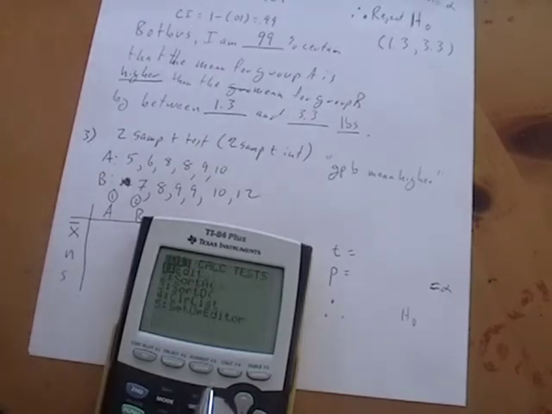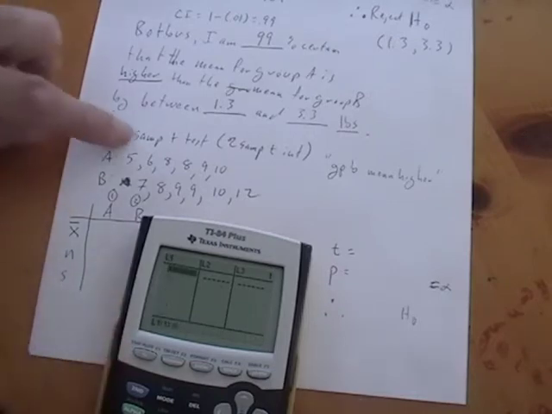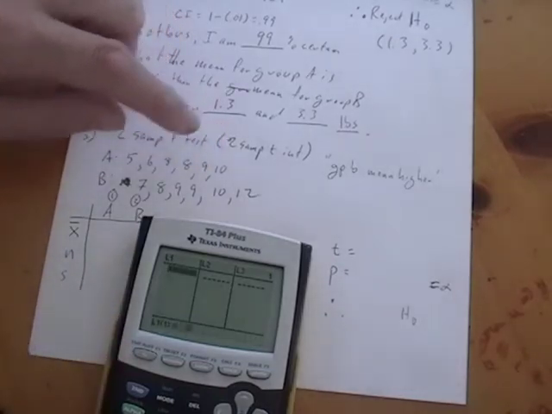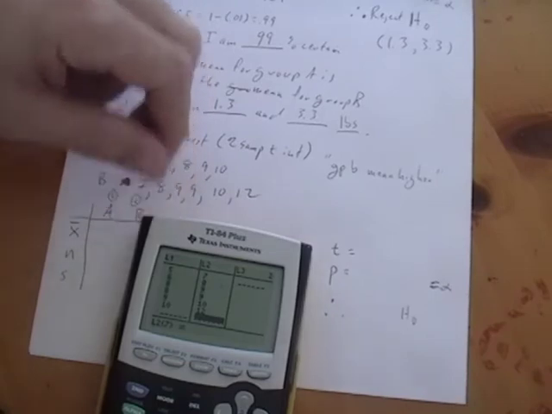Since I've given raw data, the first step is going to be to enter all of the data. Stat, edit. I've got some data there, let's get rid of it. Up, clear, enter, and I can put the first values in. 5, 6, 8, 8, 9, 10. Now, I'm going to move over to the second list and put in 7, 8, 9, 9, 10, and 12. The lists are the same length long, but they don't have to be.